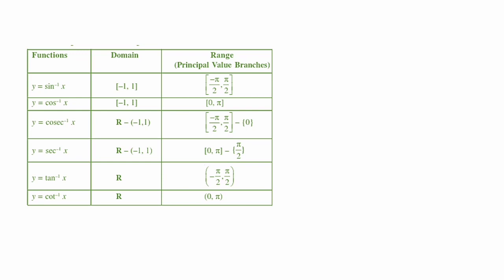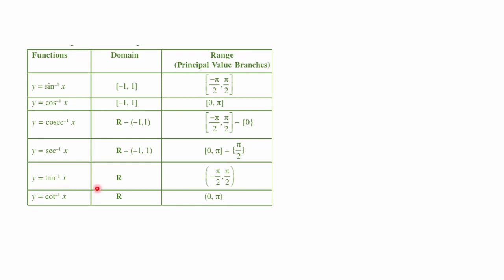Before starting the session, let's recall the domain and the range, or the principal value branches, of inverse trigonometric functions. First of all, sin inverse x: domain is closed interval minus 1, 1, range is closed interval minus pi by 2, pi by 2. For cos inverse x, domain is closed interval minus 1, 1, range is closed interval 0, pi. For cosec inverse x, domain is R minus open interval minus 1, 1, range is closed interval minus pi by 2, pi by 2, excluding 0. For sec inverse x, domain is R minus open interval minus 1, 1, range is closed interval 0, pi, excluding pi by 2.